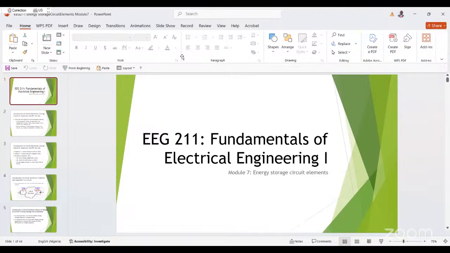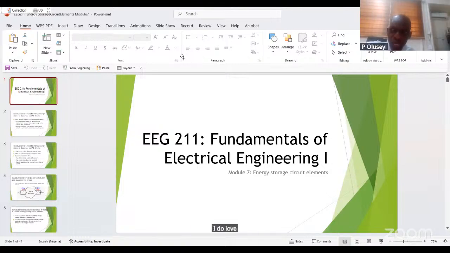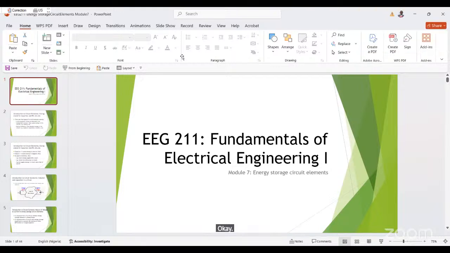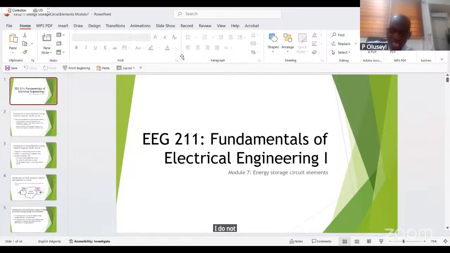Sorry, sir, which notice board? At the lab, we have a notice board by the lab. Okay, sir, I'll check. Those of us that live outside Lagos and still want to go, just go and check. Maybe you have friends who can check for you.